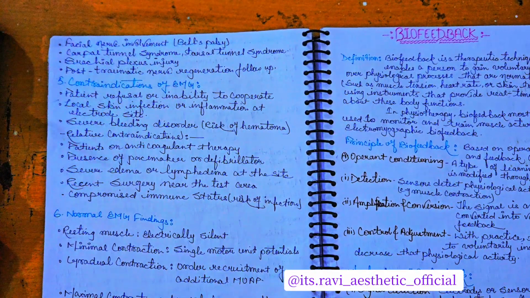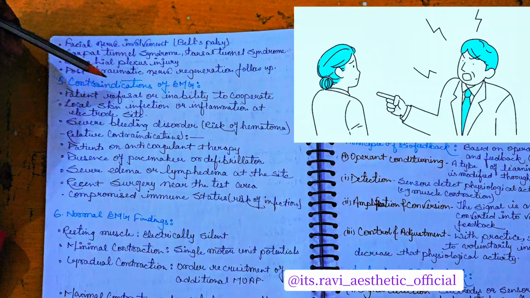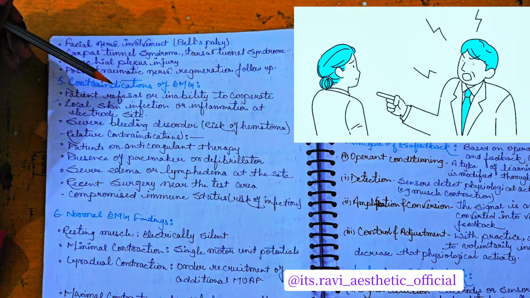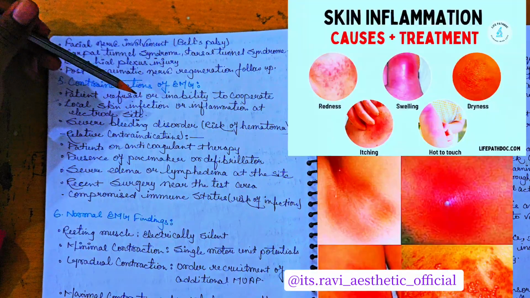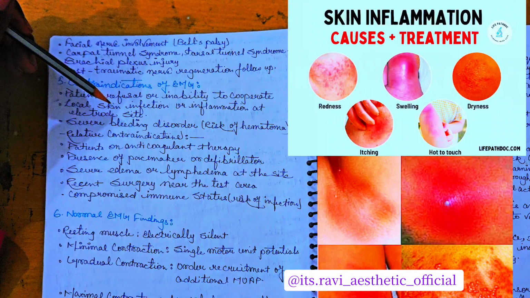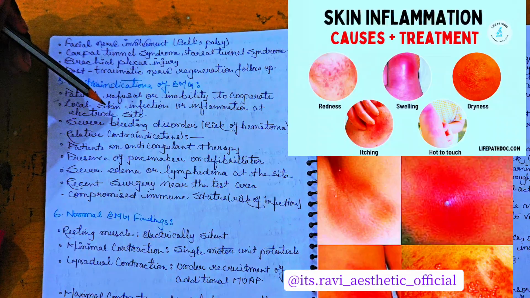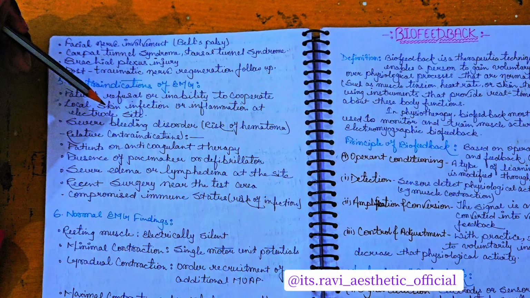Contraindications of EMG: where we cannot use electromyography. Patient refusal or inability to cooperate. It means the patient is not available or not willing to do this therapy, so we can't do it. Local skin infection or inflammation at the electrode site, like a bacterial or viral infection at that place. With inflammation, redness, swelling, loss of function and heat at that place, we can't use electromyography.